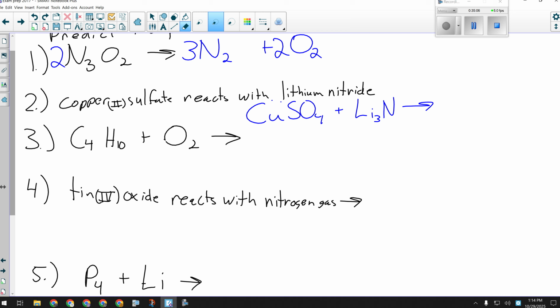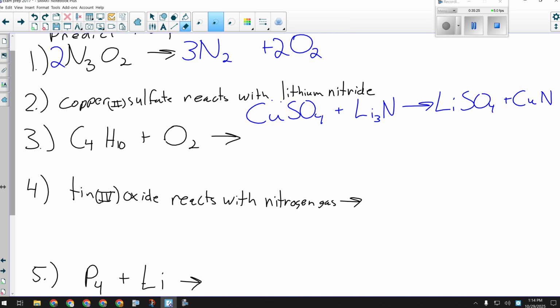Switch the metals. Switch the metals, right? That way I'll get two new ionic compounds. All right, so all I'm going to do is swap lithium and copper. So lithium will wind up with sulfate. Copper will wind up with nitrate.